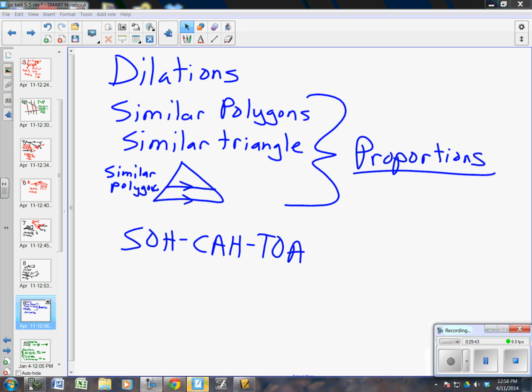So you need to know how to do a dilation. You need to actually be able to perform one. You need to know how to find scale factors on dilations. You need to know how to find proportions on all these things right here, and then be able to do the right triangle trigonometry. I don't know if you guys noticed, but all of these things are related. Dilations are just making similar figures, right? Similar polygons, similar triangles. You can write proportions with them.